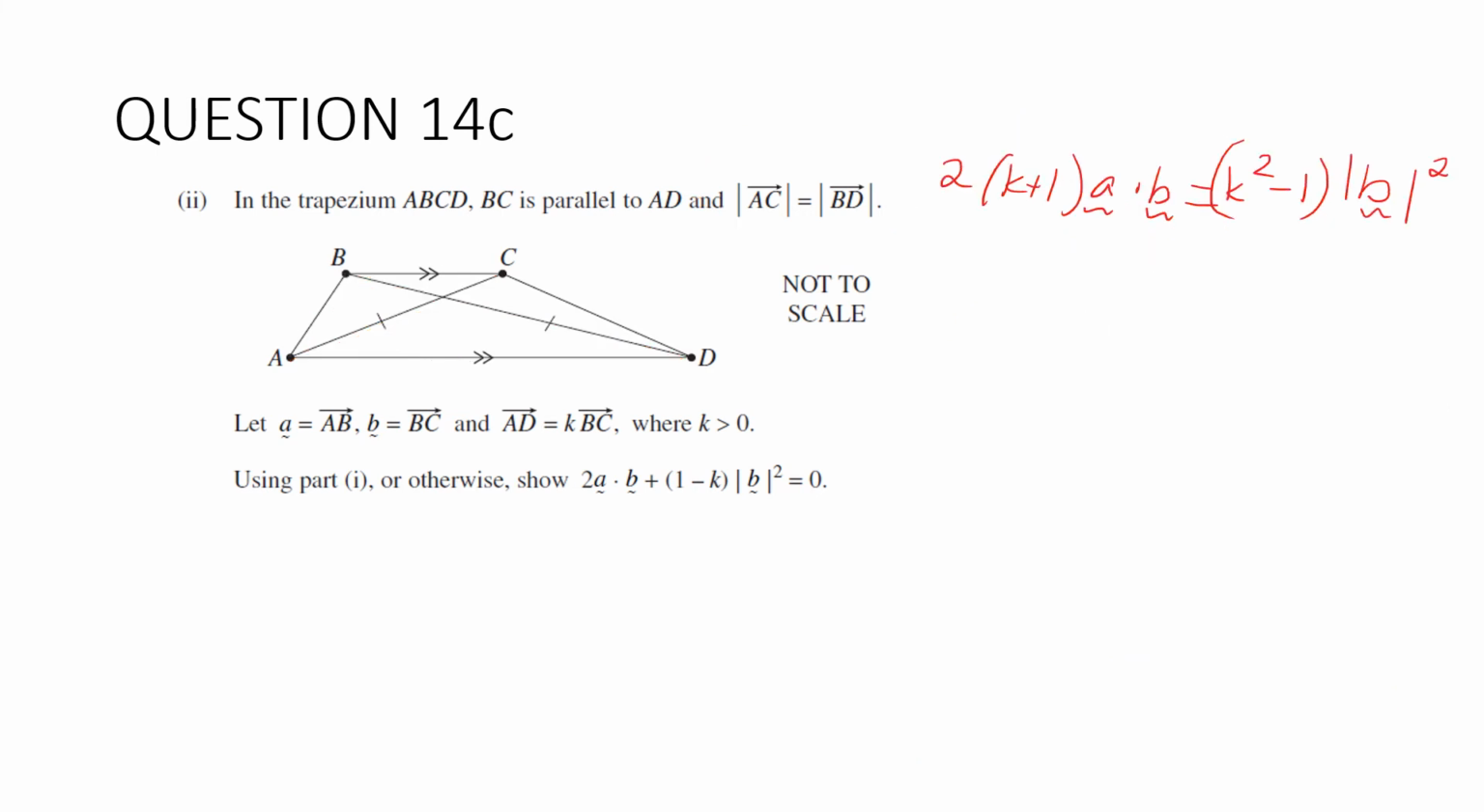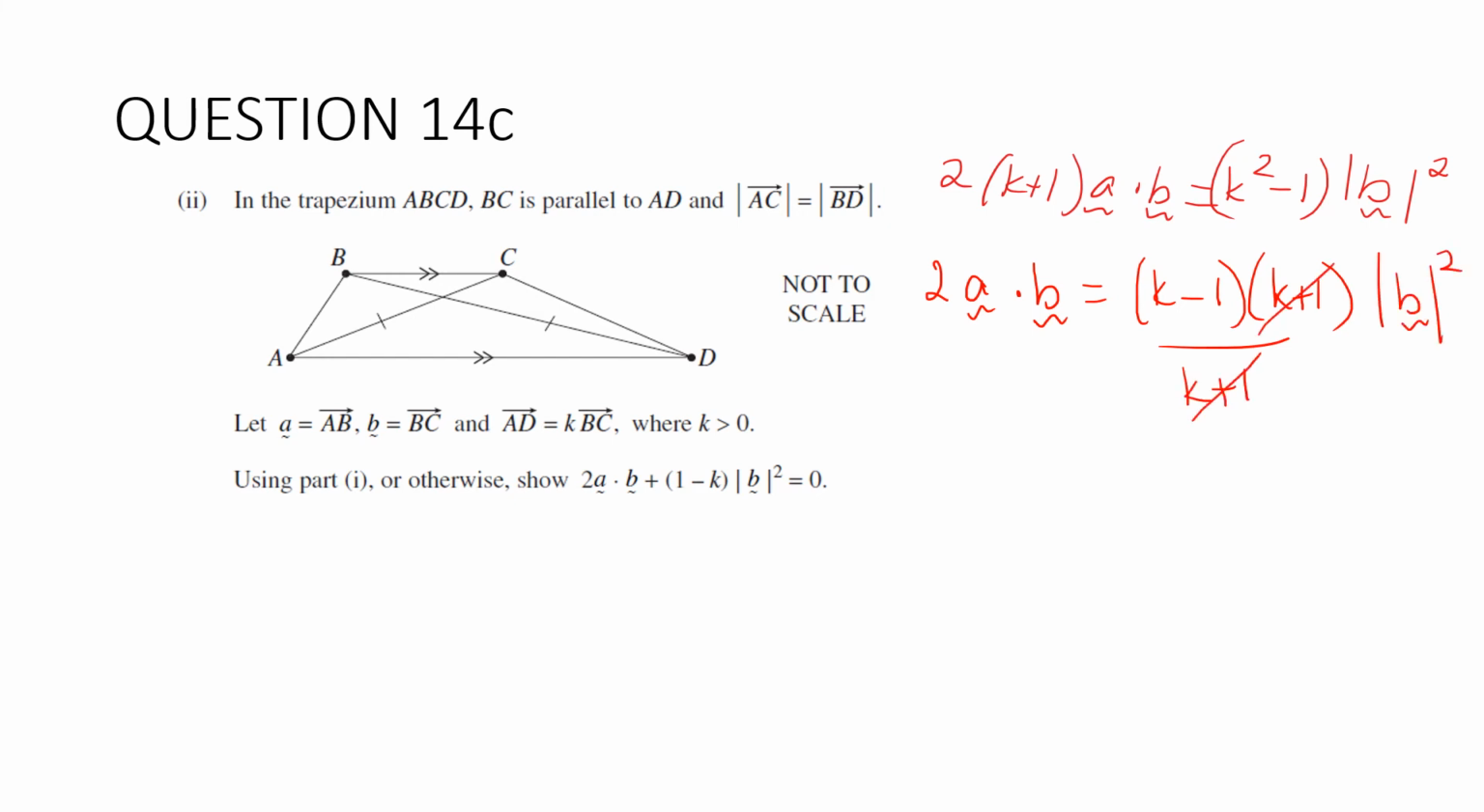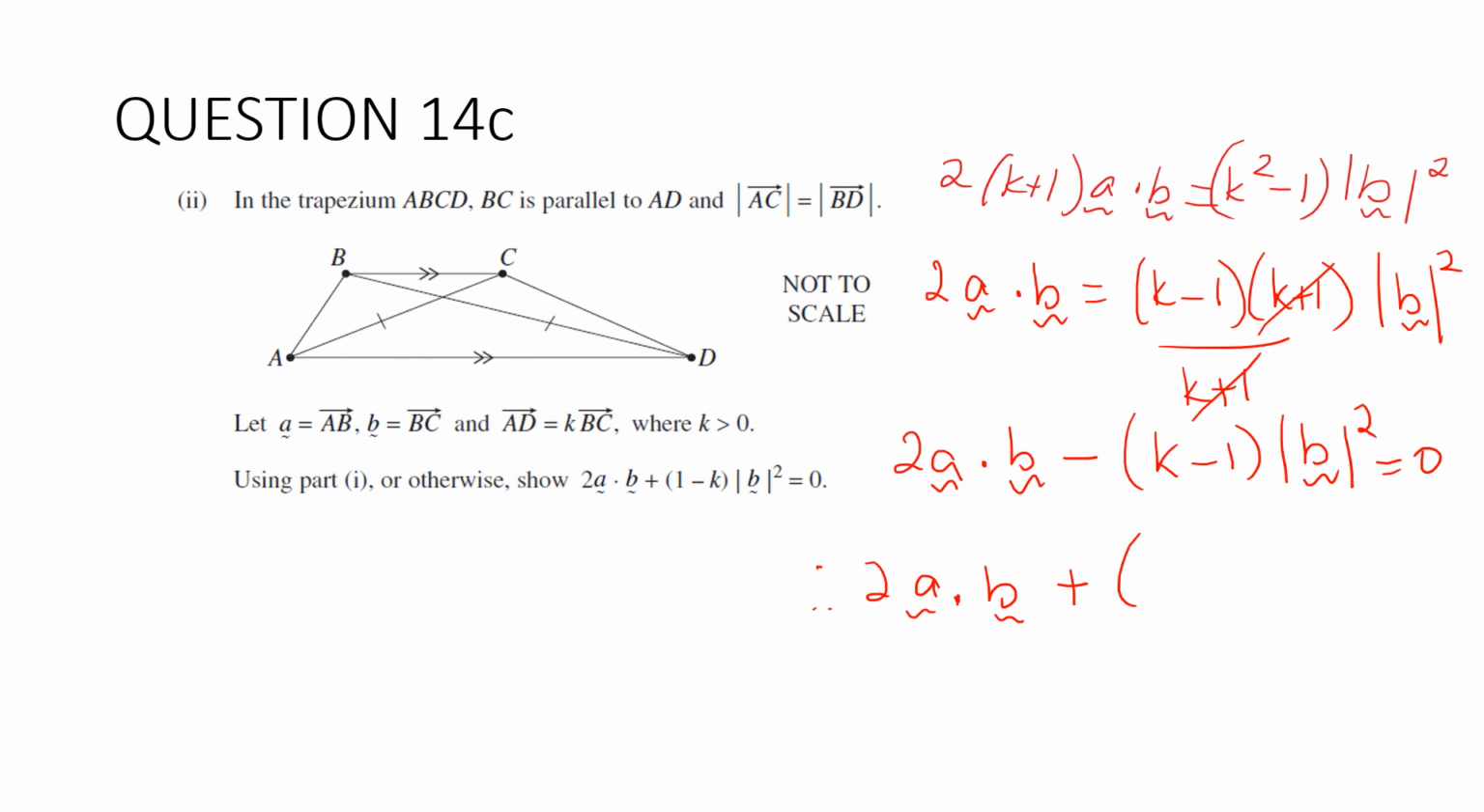Divide both sides by K plus 1, and we get 2A dot B, and I'm going to factorise this. K squared minus 1, that's K minus 1, K plus 1, all over K plus 1, mod B squared. They cancel out, and just tidying it up, 2A dot B take away K minus 1 mod B all squared is equal to 0. Therefore, 2A dot B plus 1 minus K mod B all squared equals 0.